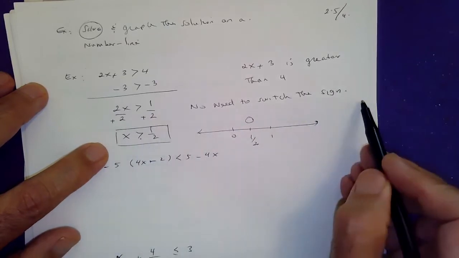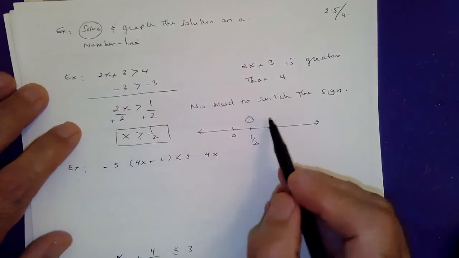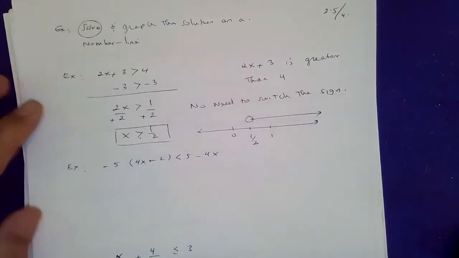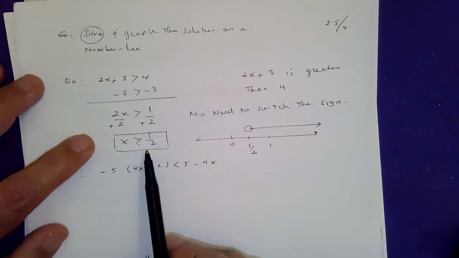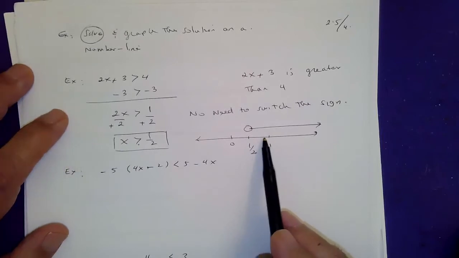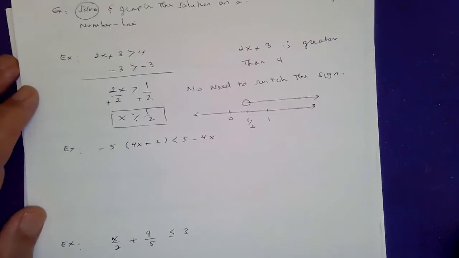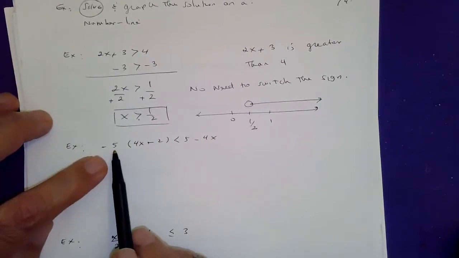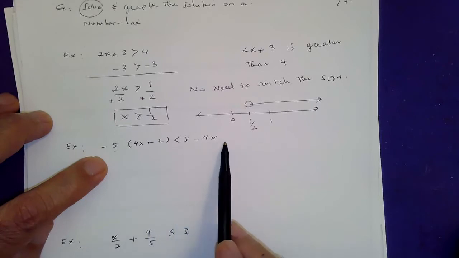Remember, greater than goes right, the arrow goes right. Less than, the arrow goes left. So I've got to have an arrow going right. So what does that mean? That means you have many solutions to this problem, as long as your solutions are greater than but not equal to 1/2.